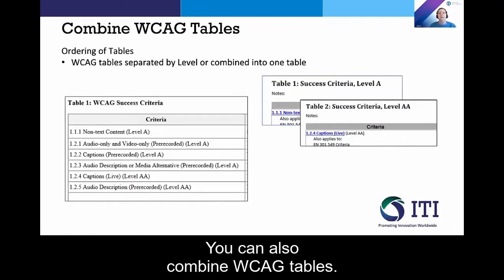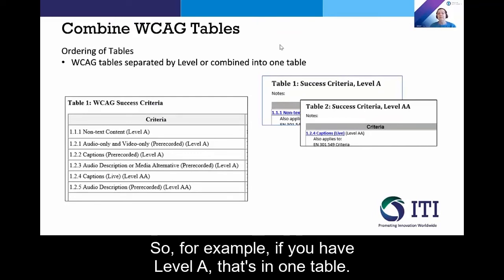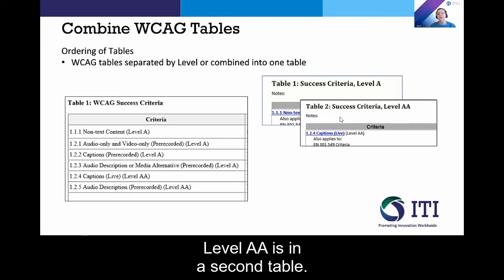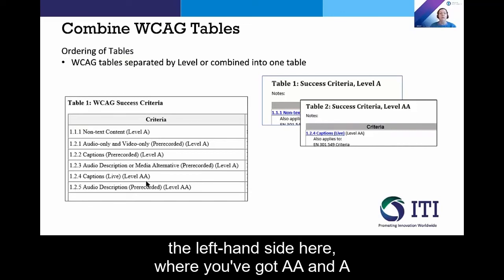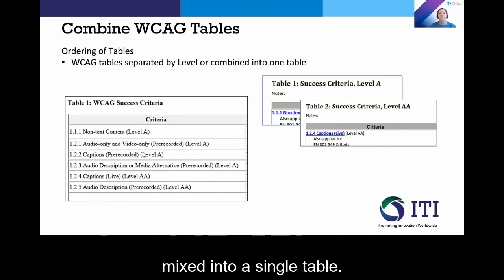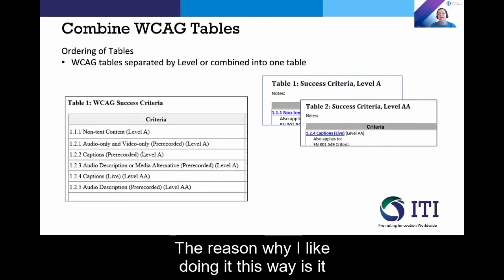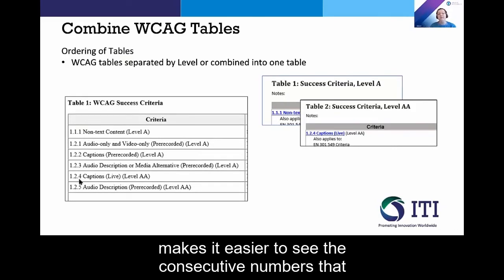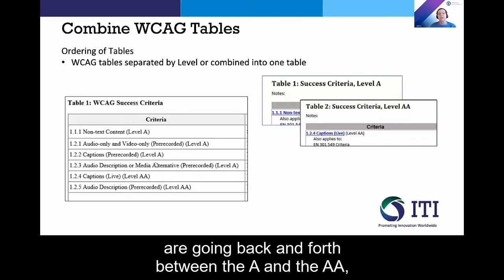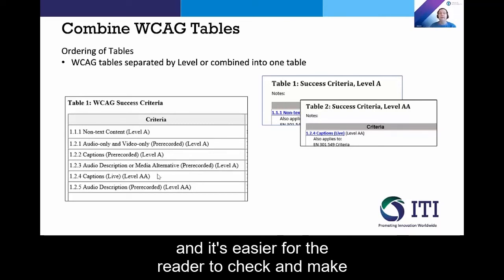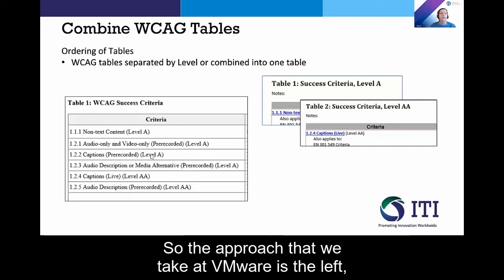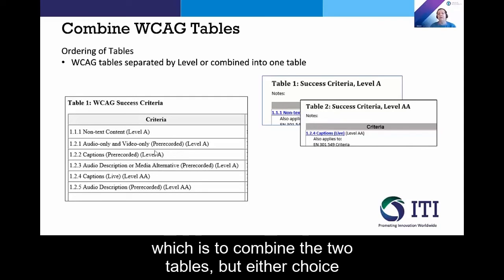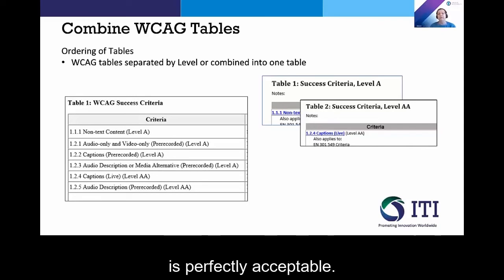You can also combine WCAG tables. So for example, if you have Level A in one table, Level AA is in a second table. However, you can combine them both, as is seen on the left-hand side here, where you've got AA and A mixed into a single table. The reason why I like doing it this way is it makes it easier to see the consecutive numbers that are going back and forth between the A and the AA, and it's easier for the reader to check and make sure that something wasn't accidentally omitted. So the approach that we take at VMware is the left, which is to combine the two tables, but either choice is perfectly acceptable.